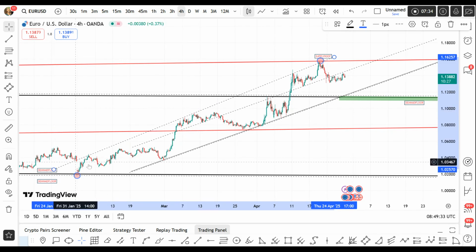Market open on a gap. We have a gap here. These are all supply roof.